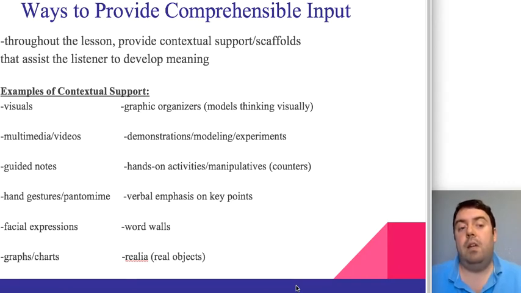Next, another type of contextual support would be guided notes, where there's kind of like fill in the blank notes, but the key concepts are already identified for students, and students are guided with the teacher to fill in what they need to. Hand gestures and pantomime are a great way for someone to understand the overall gist of what a speaker is saying, even if they don't understand every specific word. Facial expressions can help students understand your meaning as well.